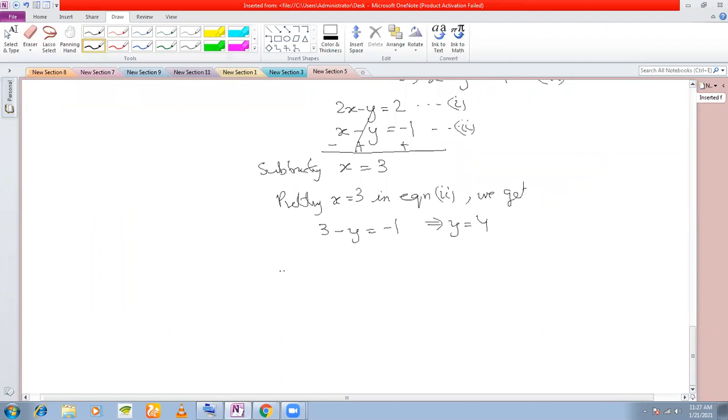In the original number, since we have found the digits, x was our tens digit. So 3 will come here. And y was our units digit, 4. So the original number is 34. Okay. Any question?